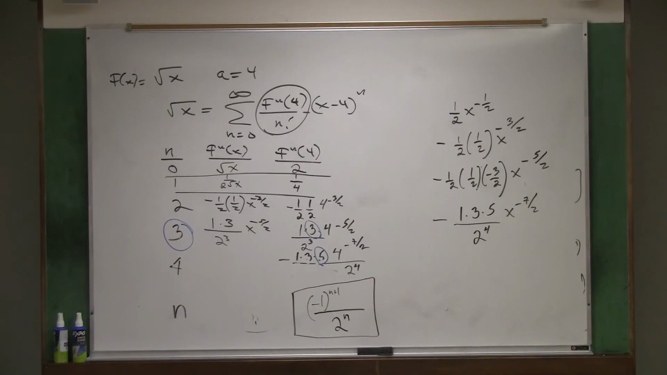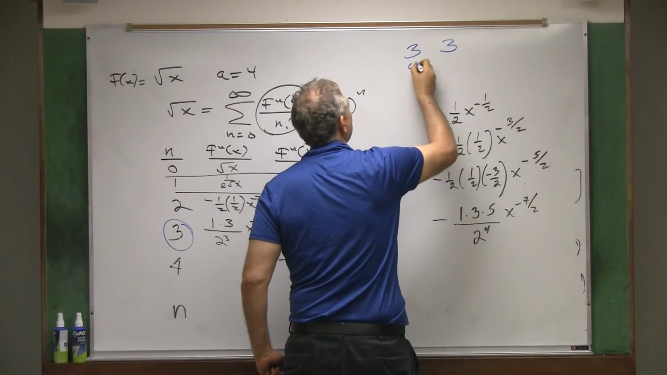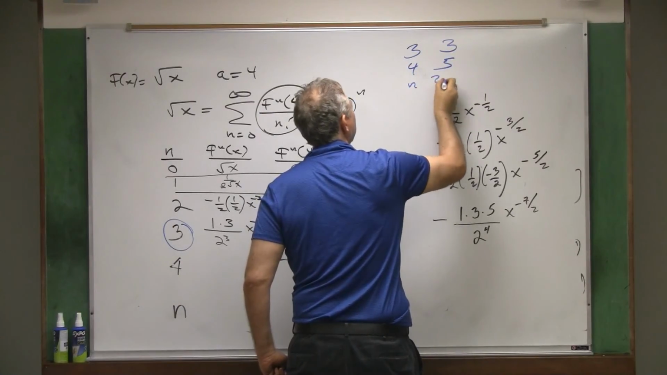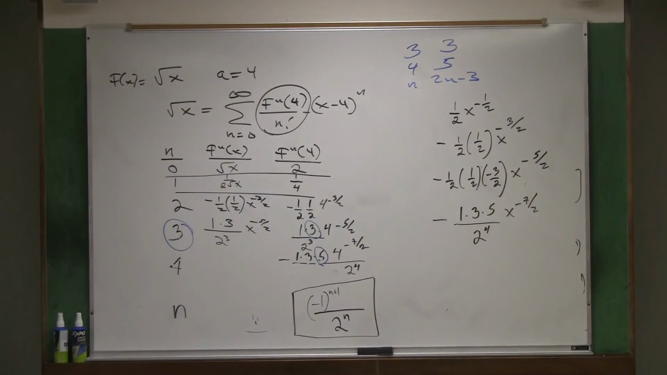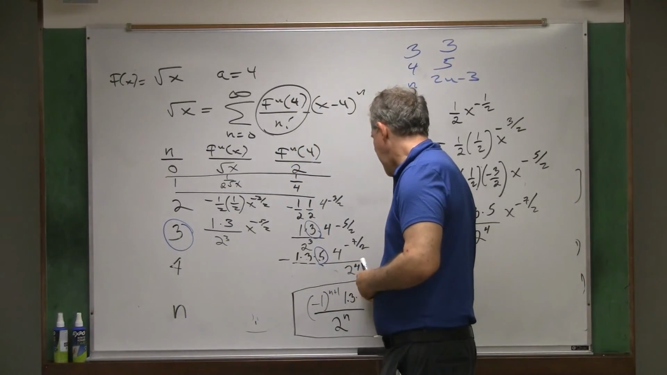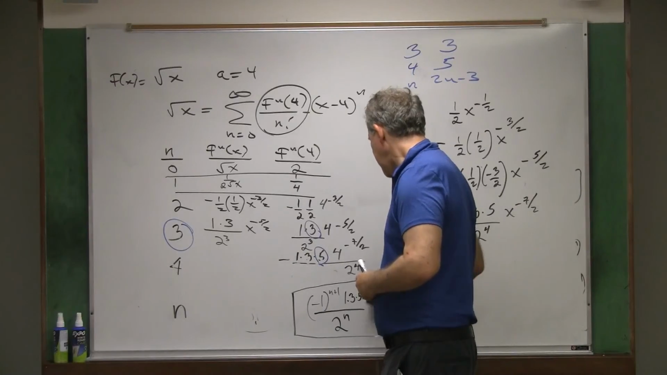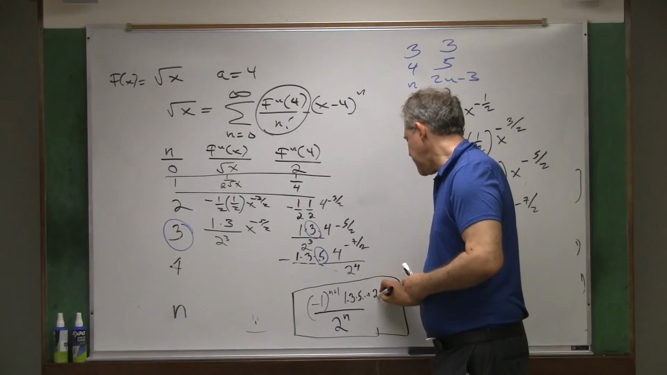Okay. So 3 goes with 3, 4 goes with 5, n goes with 2n minus 3. Doesn't that make sense? We're multiplying by 2 and subtracting 3, that's the pattern. So we're going to say that here we're getting 1, 3, 5, dot, dot, dot, and we're stopping at 2n minus 3.